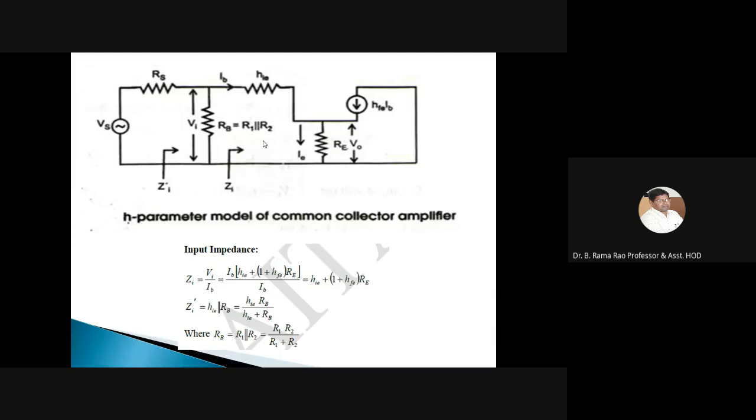We have performed so many analyses. Initially we went through the exact analysis, after that the approximation analysis, and after that by taking the emitter resistance into account. You should be familiar with this analysis because it is one of the important ones.